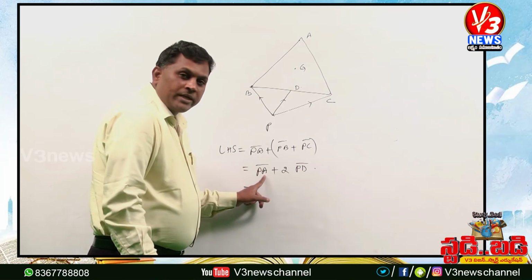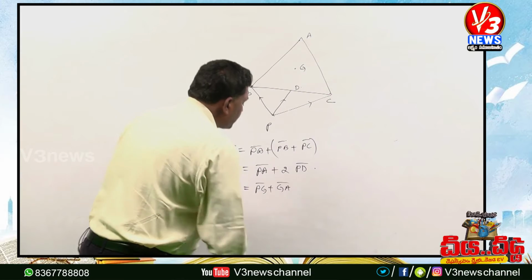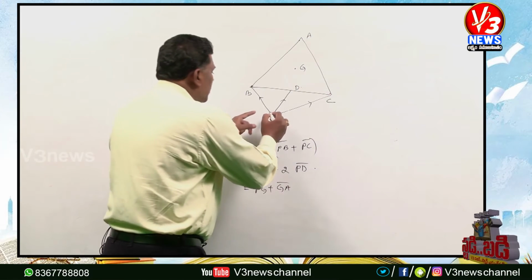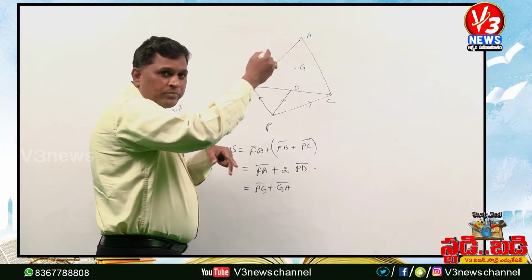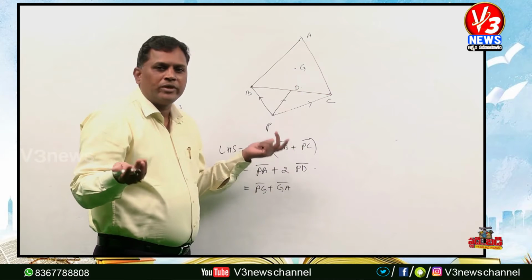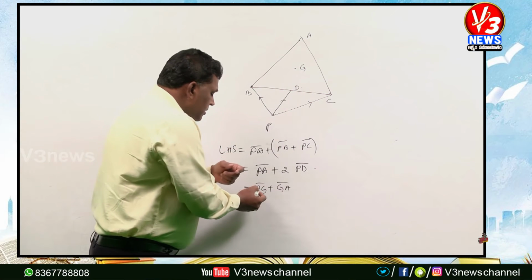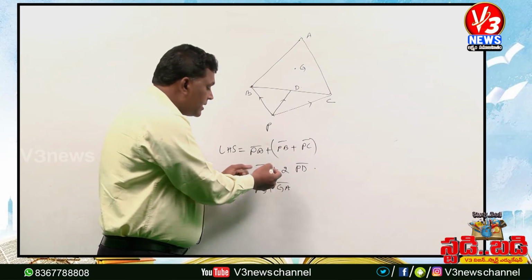PA bar I am writing as P to G and G to A. PA bar is written as, I want to move from P to A. Then instead of directly going from P to A, I am moving from P to G and G to A. What is wrong in this? So simply PG bar plus GA bar, the resultant is PA bar. I am writing like this.